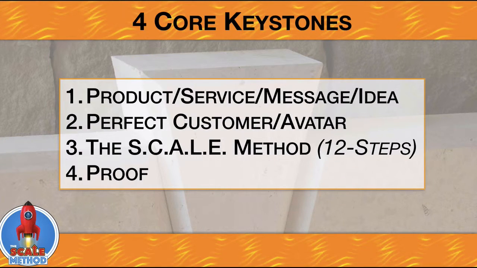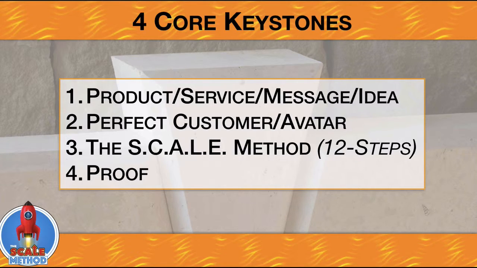Now remember, this entire process is going to work as long as you have 4 key things. Number 1, you have a product, service, message, or idea that you can monetize. Number 2 is you've really honed in on who that perfect customer is. Or if you have an idea of who they are, we can help you show step by step how to hone in on that perfect avatar. Number 3, once you have an idea who that perfect avatar is, we're going to apply the 12 steps of the Scale Method. And number 4 is we're going to prove out each step.